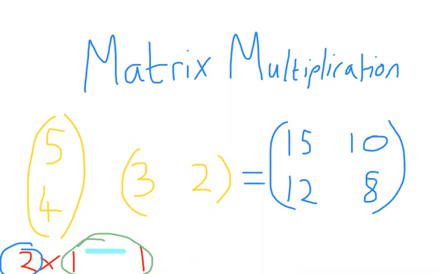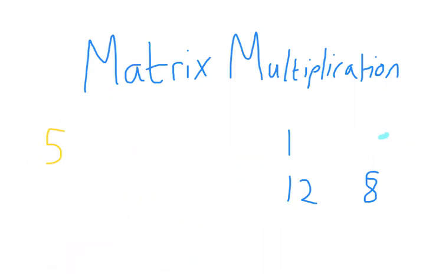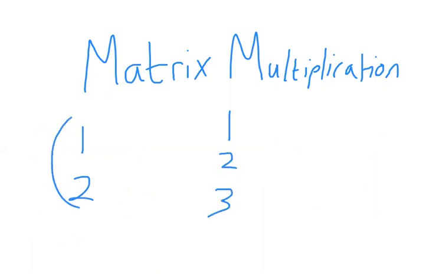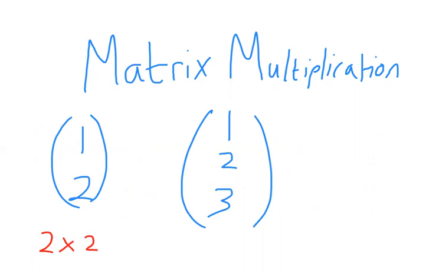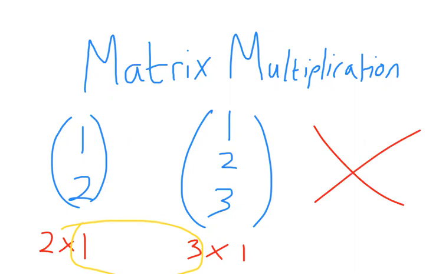Okay. Next example. Let's look at this. 1, 2 times 1, 2, 3. So we do our trick, which we learned before. We see that this is a 2 by 1. Oops, 2 by 1. And this is a 3 by 1. Now we look at the inside two numbers, 1 and 3. Are they the same? No. That means this matrix cannot be multiplied. Very simple.